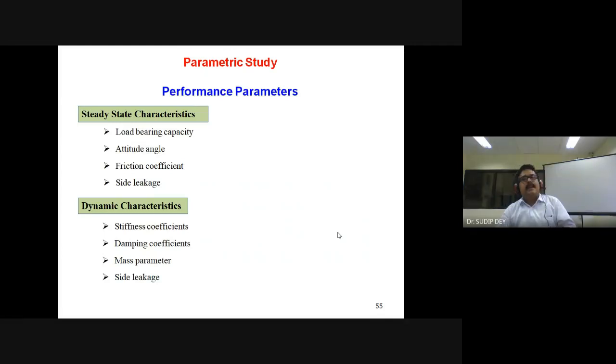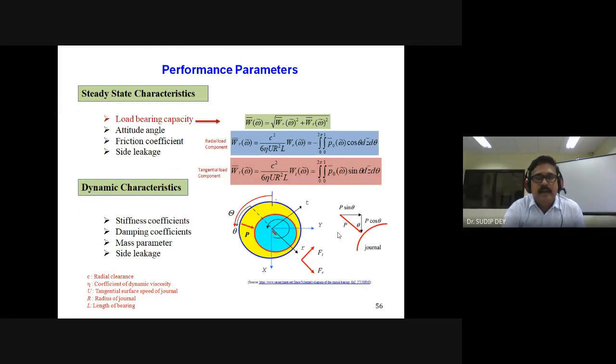Now coming to the performance parametric study. In the parametric study, we have seen the performance parameters for steady state characteristics. The first parameter is our load bearing capacity. In case of load bearing capacity, first we need to calculate the radial load component, and another is the tangential load component, and you can see how we can calculate it by means of the formulation. After that we can have the value of total load. As you see here, this is the radial component, this is the tangential component, and accordingly we get the value.